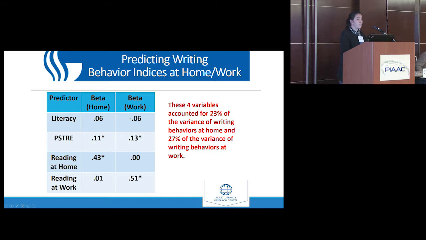So for writing behavior indices at home, the only significant predictors were your PSTRE skills and your reading behaviors at home. And similarly for writing behaviors at work, again, PSTRE, and then reading at work. And so it was context specific. So it tended to be only your reading behaviors at work and your writing behaviors at work, or reading and writing behaviors at home.